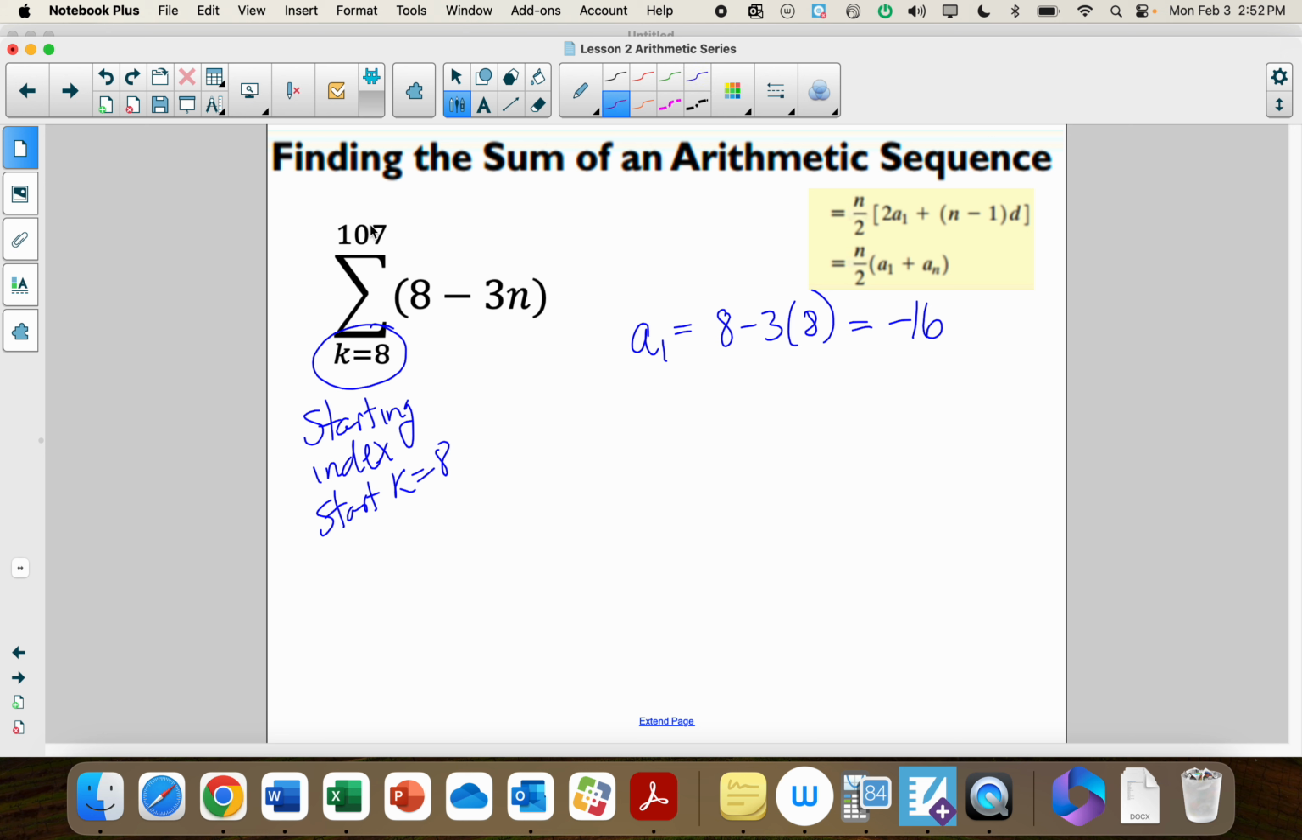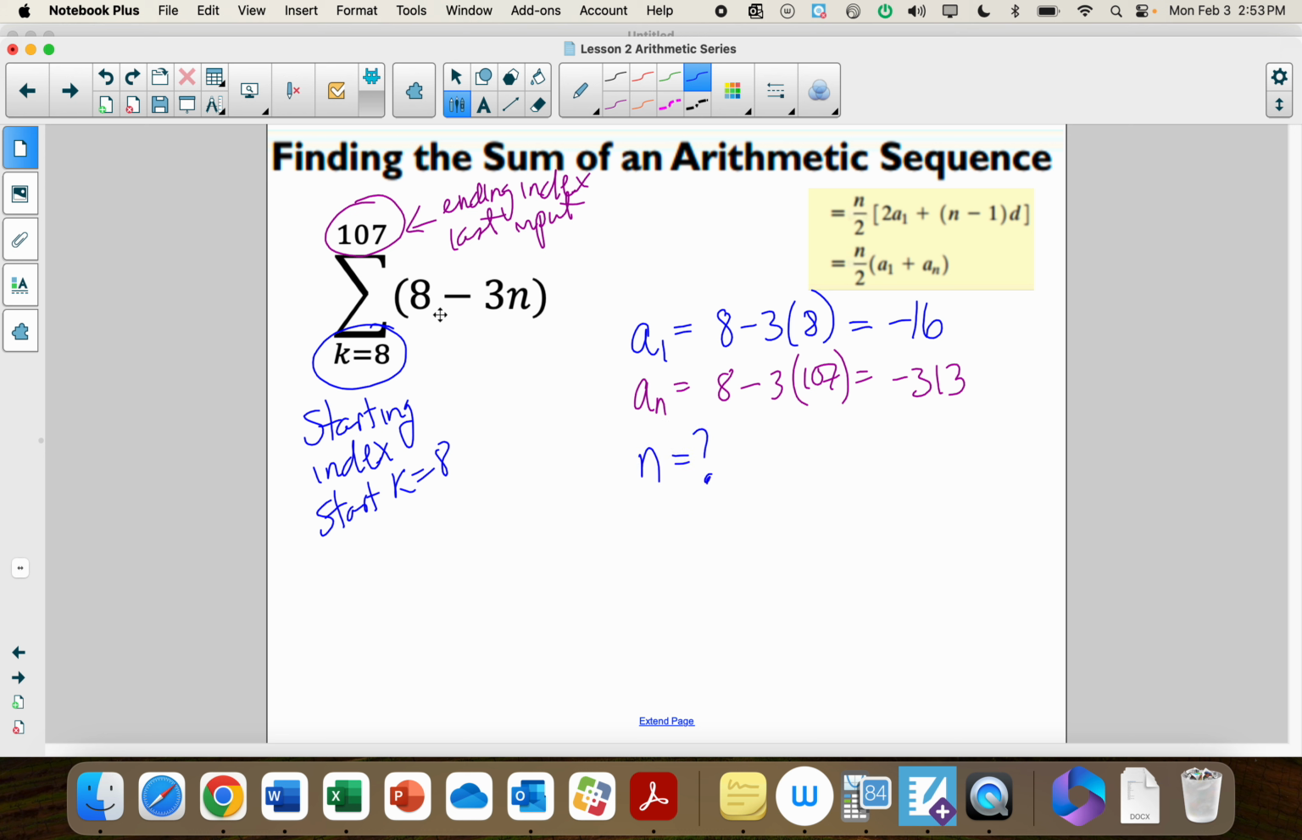We also need to remember from sigma notation that this is my ending index. It's my last input. So my last term will be 8 minus 3 times 107, which is negative 313. And then we need to know how many terms there are.